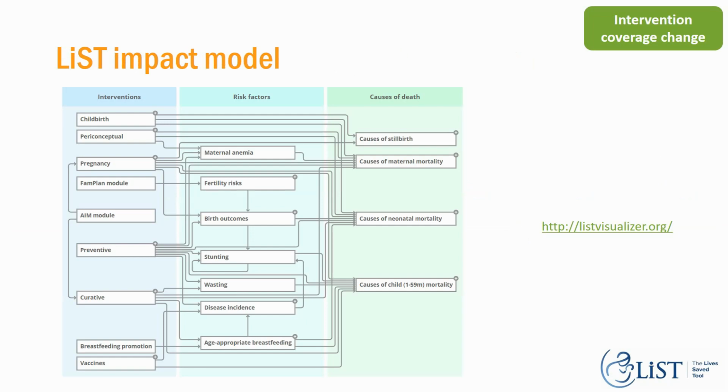The general framework on which LiST operates can be visualized at the listvisualizer.org. This is really an excellent tool to understand how and where the links are between different interventions and different causes of death. There's a separate video specifically focusing on how to use the LiST visualizer. But as I just mentioned, it's really an excellent tool for just understanding kind of the background of LiST and how things interact behind the software.